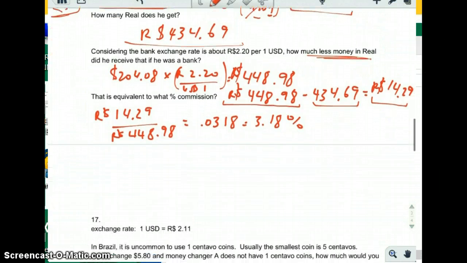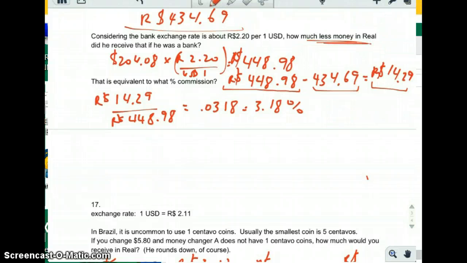Okay, so that is equivalent to what percent commission? Well, we'll put 14.29 on the top because that's the amount that we're losing. On the bottom we'll put the ideal amount of reais we would get if we were a bank, and that would be 448.98. We'll use that instead of 434.69 because the bank is getting the true exchange rate, and the tourist is getting an exchange rate which is charging a commission. So we're seeing how much the commission is on top of the true exchange rate, and if we divide that on our calculator, it's 0.0318, which is 3.18%.